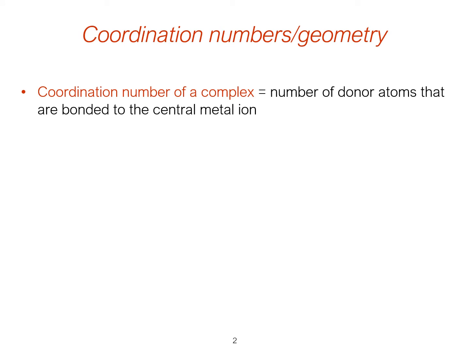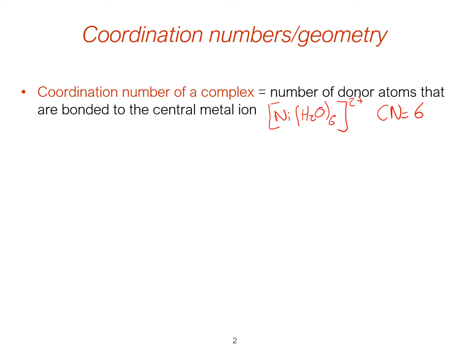So first off, what is the coordination number of a complex? That's quite simply the number of donor atoms that are bonded to the central metal ion. So for example, we saw quite a few times the nickel hexa-aqua complex. And then for this, the coordination number would be 6. That's because there are 6 waters, and these 6 waters are each individually bonded. Each of them has an oxygen donor atom.